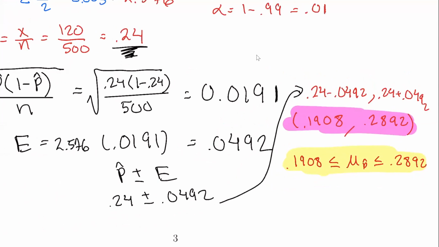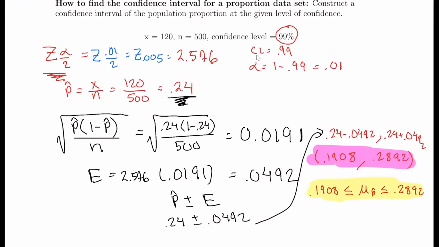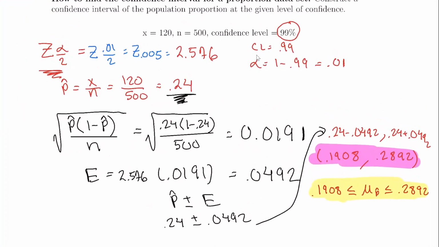Any question on how we found the confidence interval by hand? All right, so last thing we're going to go ahead and do, I'm going to show you how to double check your answer using the calculator. For the calculator, you only need three things. You need X, you need N, and you need your confidence level. So let me switch it over to the TI-84.